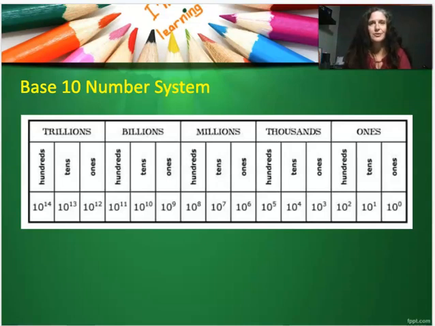So this should be more familiar for you. This is the place value system that you're used to. So, and you can see that the 1s is 10 to the 0. Remember, anything raised to the 0 power is 1. And then 10 to the first is 10. 10 to the second is 100, and so on. So the power increases by 1 each time.